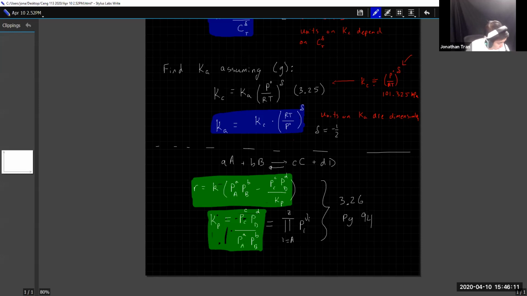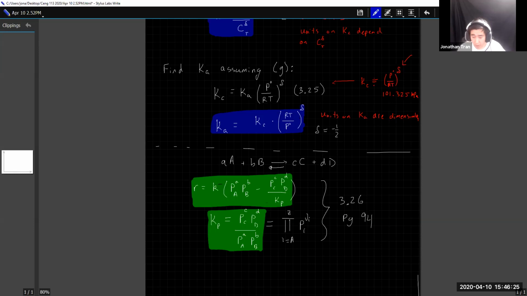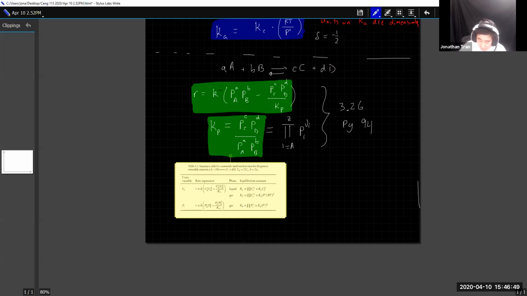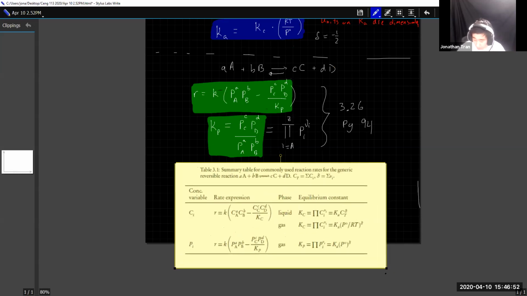Okay, and so the last thing I wanted to point out, this is just for your convenience. I think this is going to be the end of material because we're almost out of time here. But table 3.1 in your book, I'm going to try to pull it up right now. Table 3.1 sort of summarizes all the different rate equations for whether you're using concentrations or partial pressures. And it'll be a useful reference. So this here is table 3.1. It's on page 94 in your book.